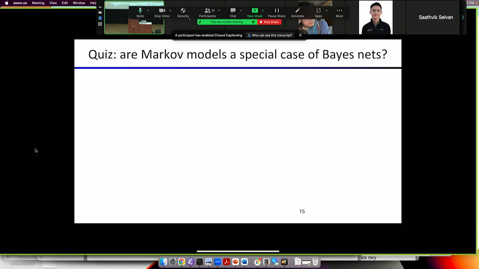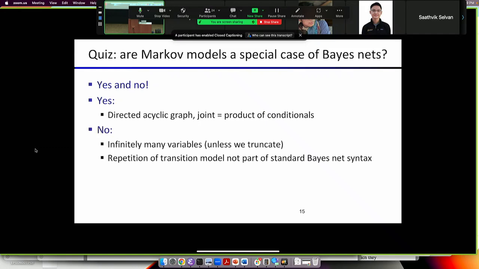Okay. But there's actually something else going on here, right? These Markov models are just a special case of Bayes nets in a sense. They have this very, very simple topology of a daisy chain. There's a graph, and there's a product of conditionals and so on. But there's two extra things. One is there's infinitely many variables here. There's no bound on the number of variables, okay?